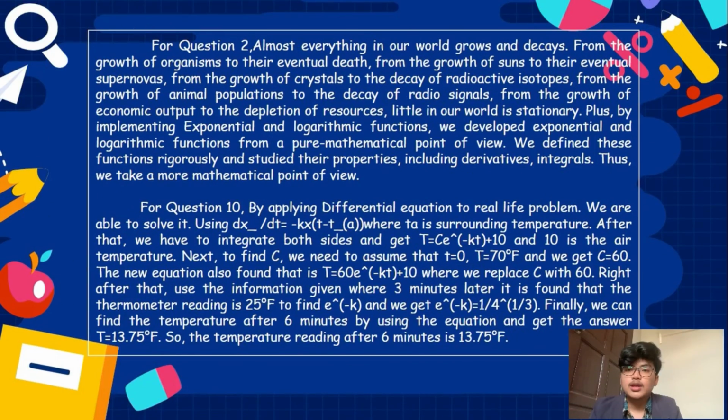Next, I will present the conclusion. For question 2, almost everything in our world grows and decays, from the growth of organisms to their eventual death, from the growth of stars to their eventual supernovas, from the growth of crystals to the decay of radioactive isotopes, and from the growth of animal populations to the decay of radio signals.